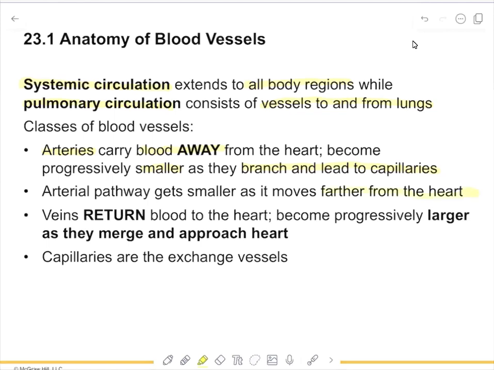After the capillaries, then, we have veins, which are going to return blood to the heart, and they become progressively larger and larger as they eventually approach the heart. And the largest of the veins would be the vena cava, which leads directly into the right atrium. The capillaries are the exchange vessels that have the smallest diameter.